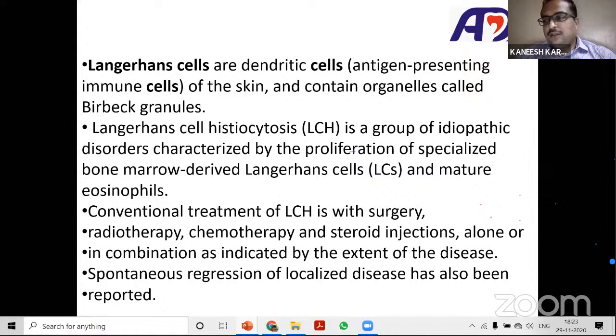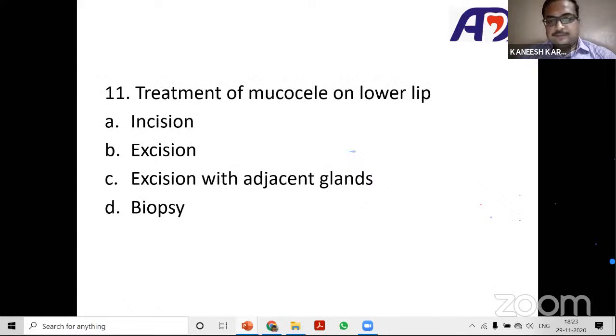Treatment of mucocele on the lower lip. Yeah, excision of the mucocele along with the adjacent minor salivary glands. That is very important. You should not only excise it, you should excise it with the minor salivary glands also. Okay.